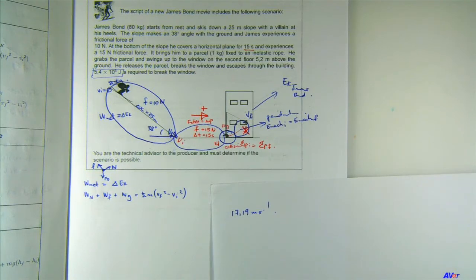Right. Show me the very first one if you've got the very first velocity. What is the velocity down at the bottom of the slope?